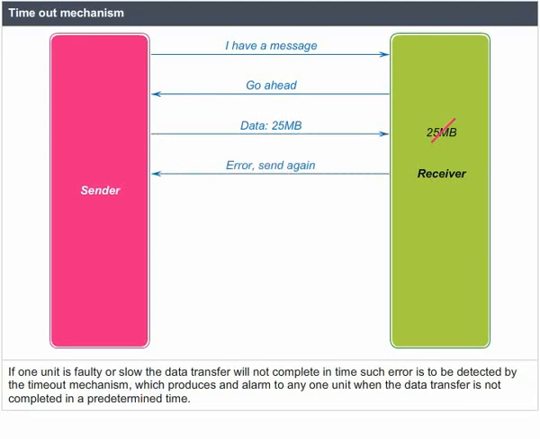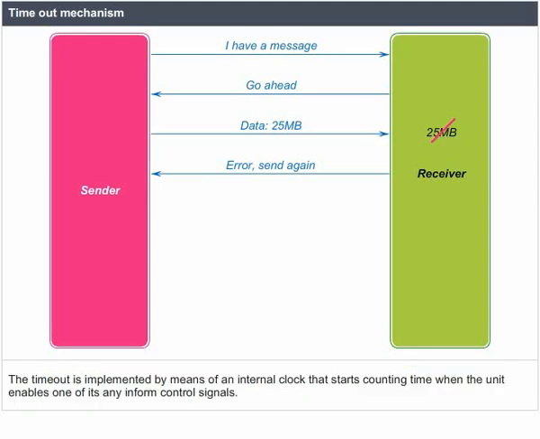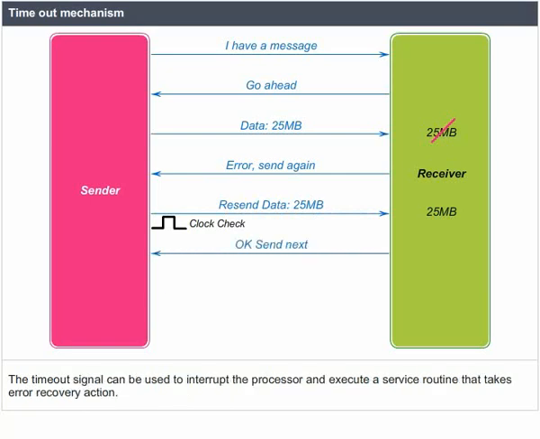Such an error is to be detected by the timeout mechanism, which produces an alarm to any one unit when the data transfer is not completed in a predetermined time. The timeout is implemented by means of an internal clock that starts counting time when the unit enables one of its control signals. The timeout signal can be used to interrupt the processor and execute a service routine that takes error recovery action.